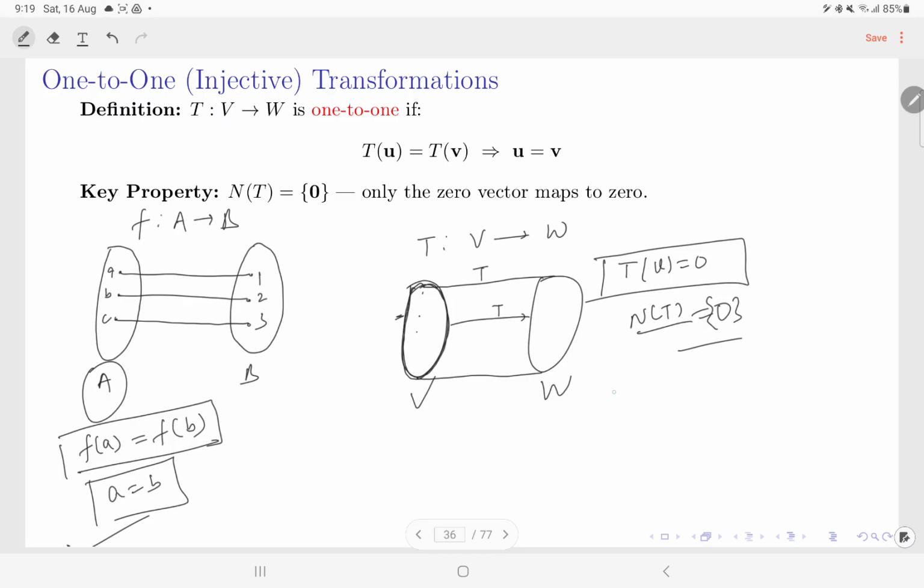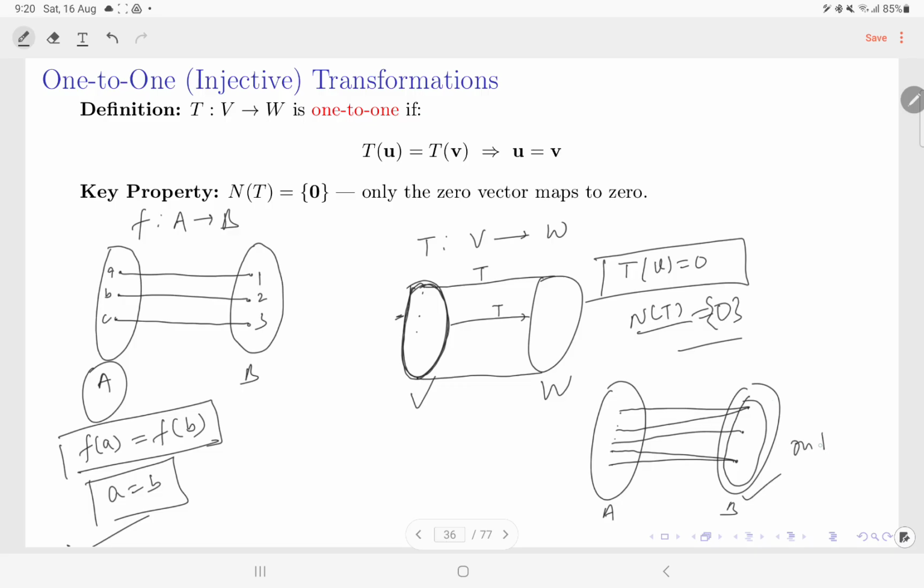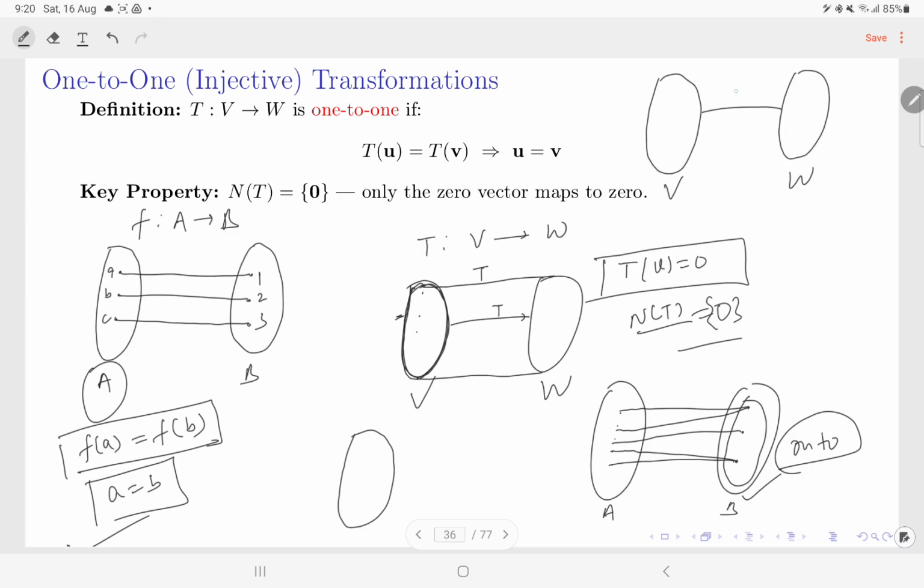For onto, each element of W has to be mapped from some element of V. That means this is mapped like this. Each element of W is mapped from some element, and this is known as onto. For that you have to show the range of T. Let me draw an example here. This is W, this is V, this is the transformation T.